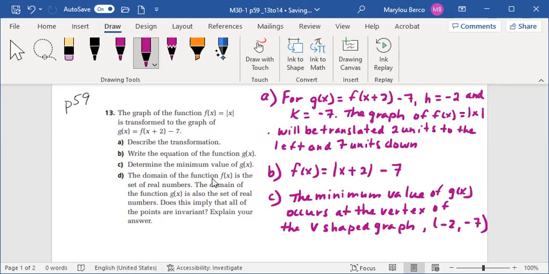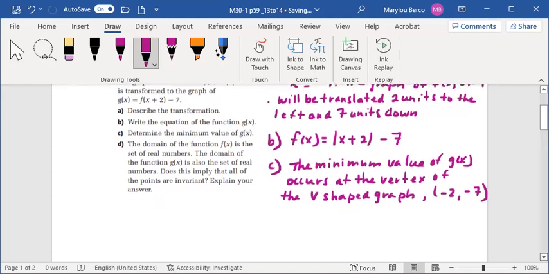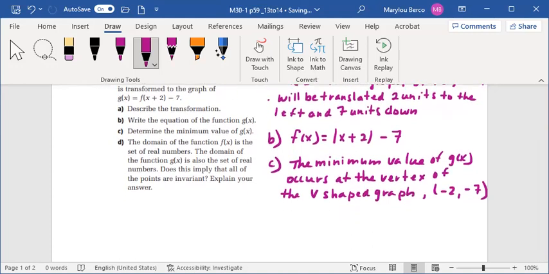Now, the domain of the function f of x is the set of real numbers. The domain of the function g of x is also the set of real numbers. Does this imply that all of the points are invariant? Explain your answer. Well, basically, there are no invariant points. I'll just explain.